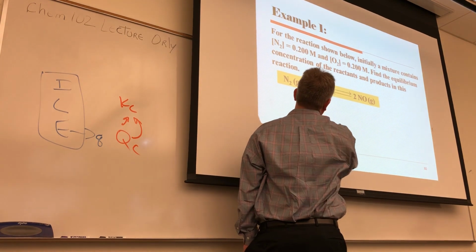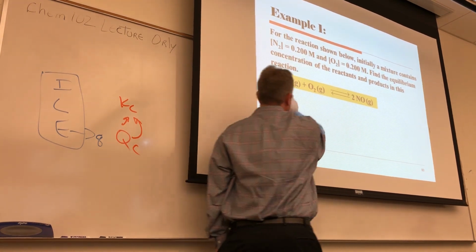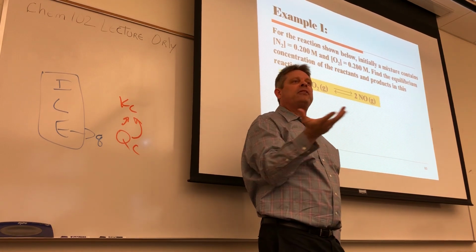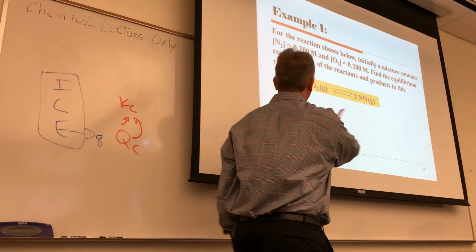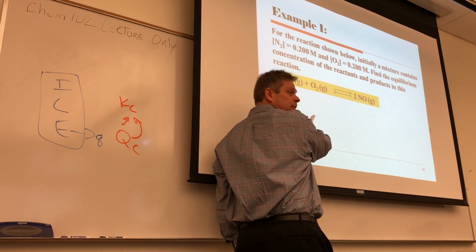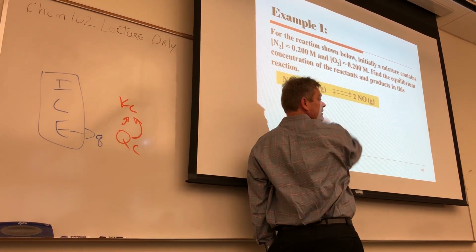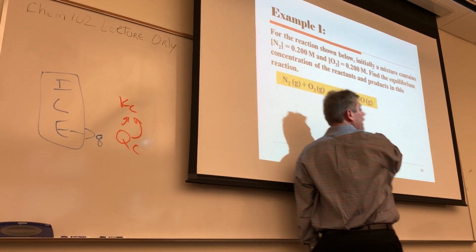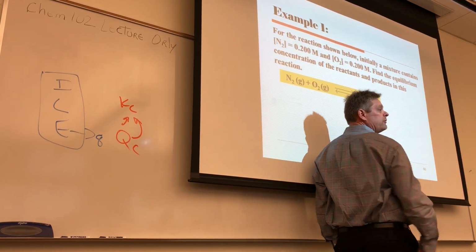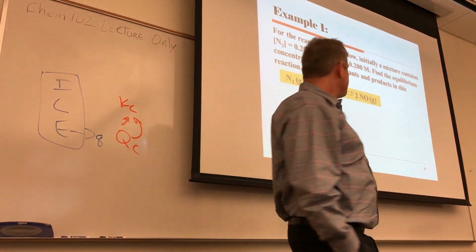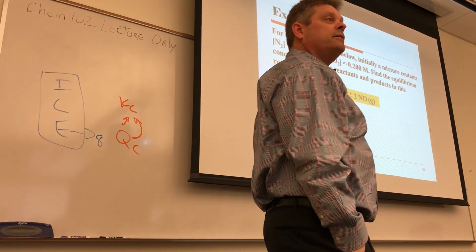This is going to be 0.2 minus x. This is going to be 0.2 minus x. And if I have Kc, I could put all that together and solve for x. Once I solve for x, then 0.2 minus whatever my x is is my concentration of N2. 0.2 minus x, whatever that is, is my concentration of O2. And 2 times that x is my equilibrium concentration of the NO. Does that make sense? Yeah.